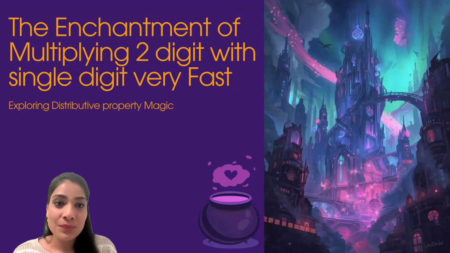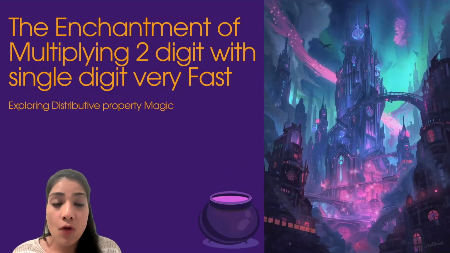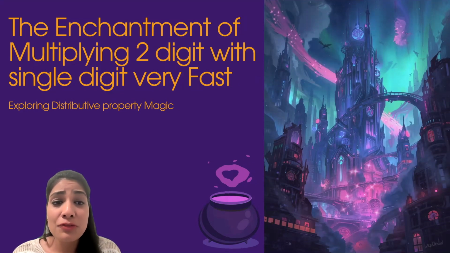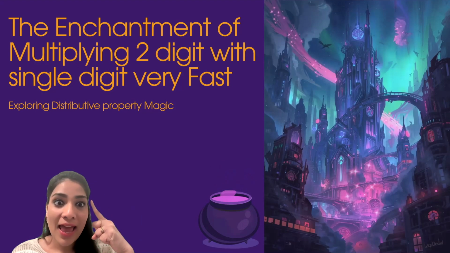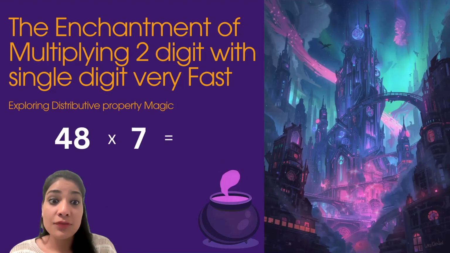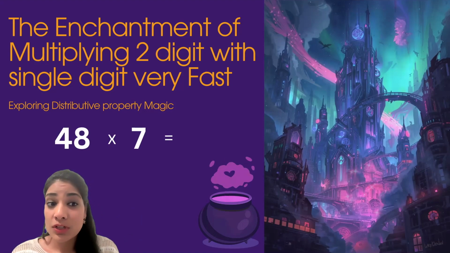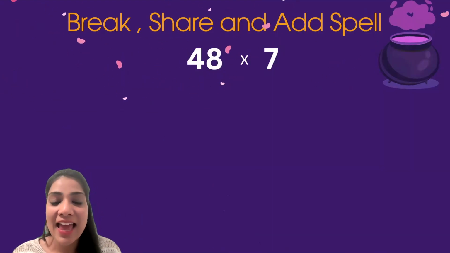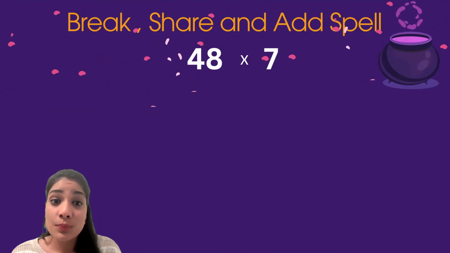Okay, let's go. This is the spell of multiplying 2 digits with single digit very fast. Right in your head. You won't need any pen and paper for it. If you want to calculate 48 times 7, what do you do? The spell is break, share, and add.